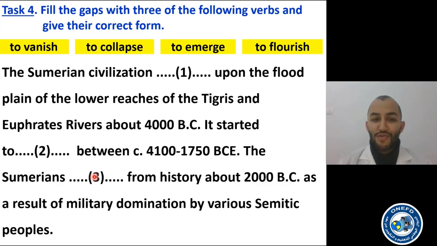Is that okay? Sure, I'm going to read. The Sumerian civilization, upon the floodplain of the lower reaches of the Tigris and Euphrates rivers about 4000 BC. It started to between 4100 and 1750 BCE. The Sumerians, from history about 2000 BC as a result of a military domination by various Semitic people.